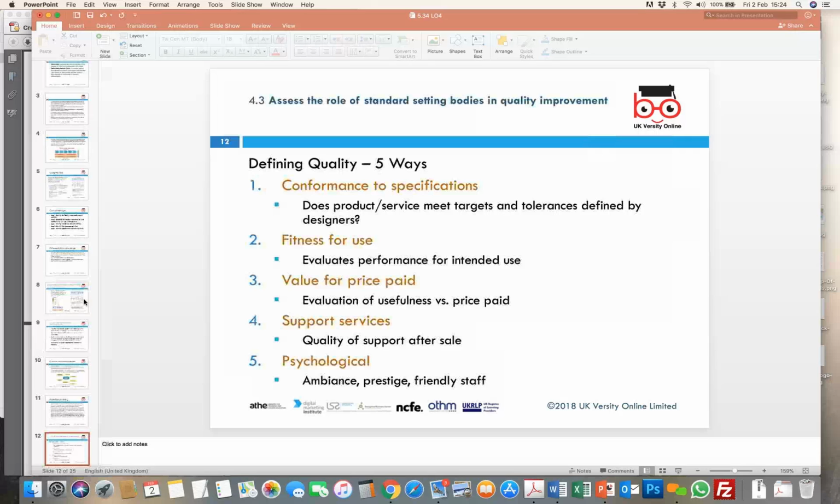And then if nothing comes to meet your expectation, then sometimes what you have to do is look at psychological things that you relate to, like prestige, reputation, brand, how friendly the staff are, or how easy it is to reach the staff within the organization from which you are buying or availing a product or service. That is something you also consider.